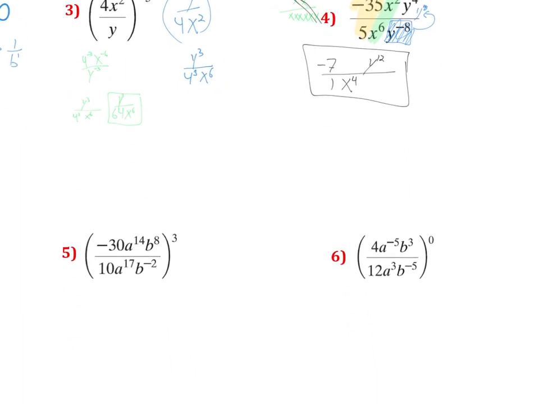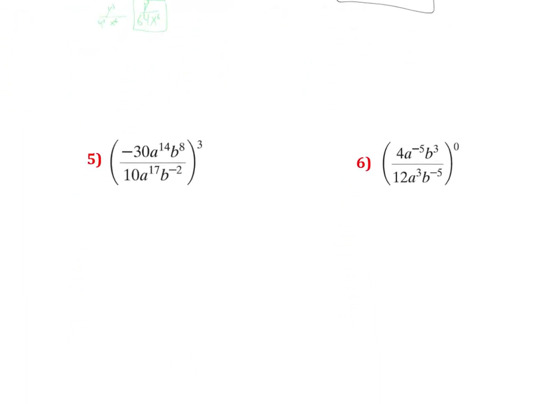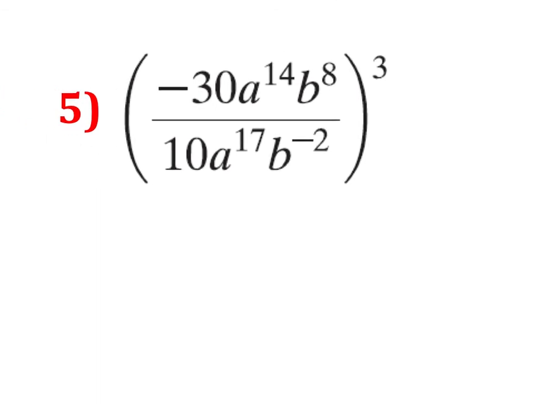All right, we're cooking along. Number 5. Negative 30, a to the 14th, b to the 8th, all over 10, a to the 17th, b to the negative 2nd, all raised to the 3rd power. So again, with this, there are two ways to do it. One, you could bring in that exponent from the outside to everything first.